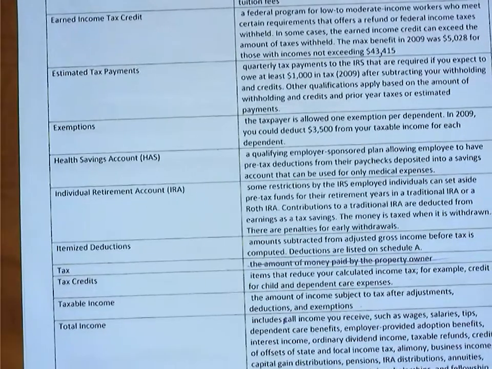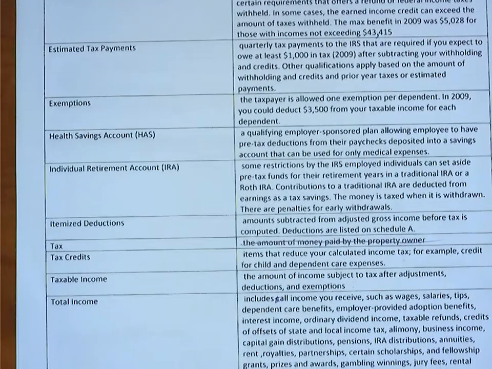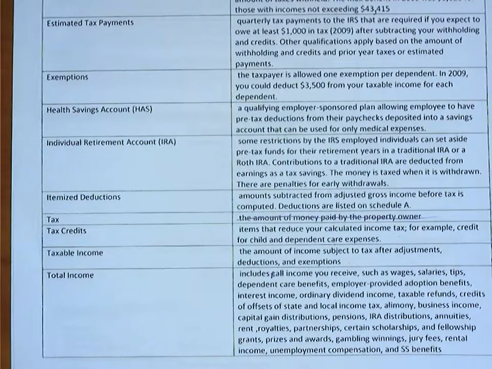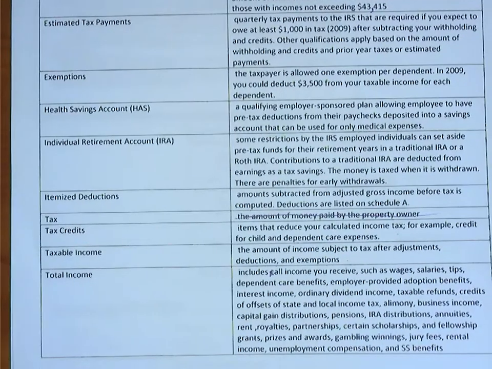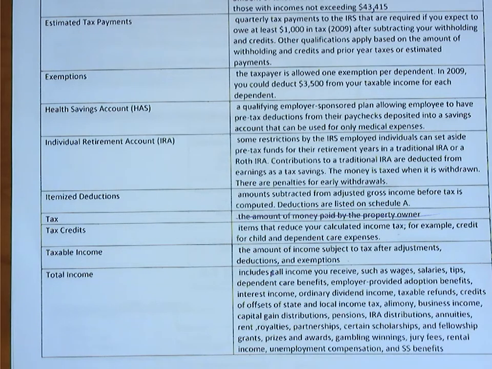Exemptions are things that the taxpayer is allowed per dependent, and depending on the tax year, it determines how much your deductions are. A health savings account is something that's sponsored by your employer that you can put money away in. If you know you have a medical condition, you would put your money into that account, and as bills come up, they would pull it out of that account, but it's pre-tax.